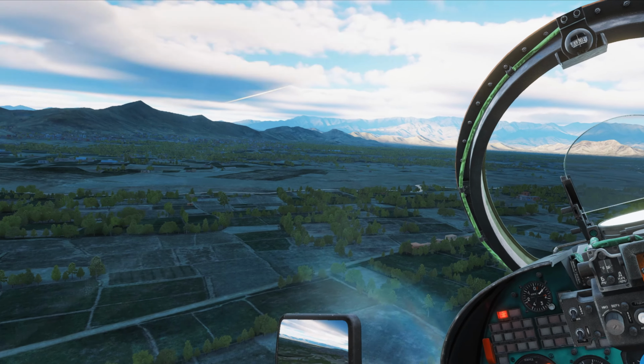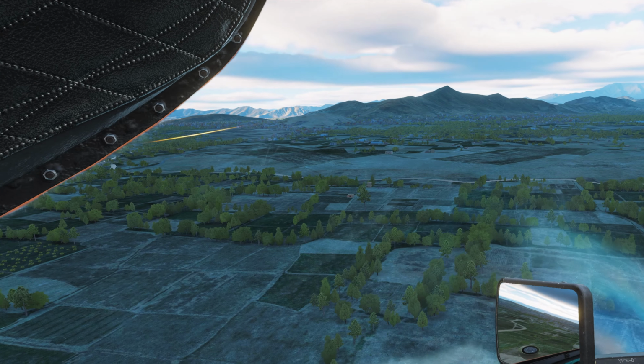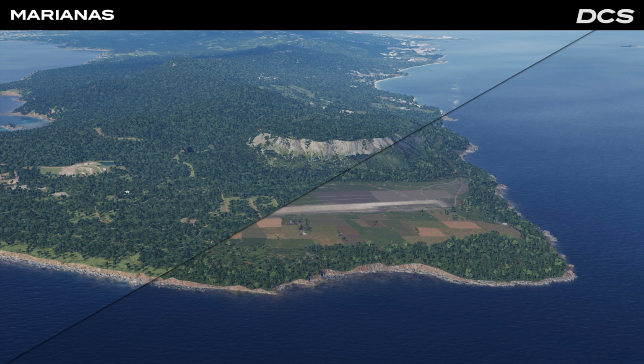Now, Eagle Dynamics went into quite a bit of detail this week about the work that they're doing on the free Marianas 1944 map, which is currently in development and will focus on the brutal battles between the United States and Japan for the islands of Saipan, Guam, and Tinian, all in the summer of 1944. This coincided with the Battle of the Philippine Sea that saw large-scale naval warfare between aircraft carrier task forces.